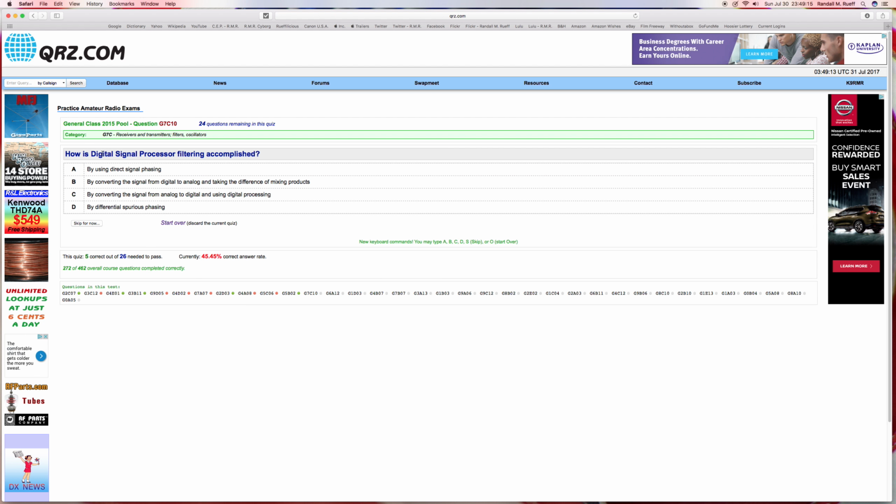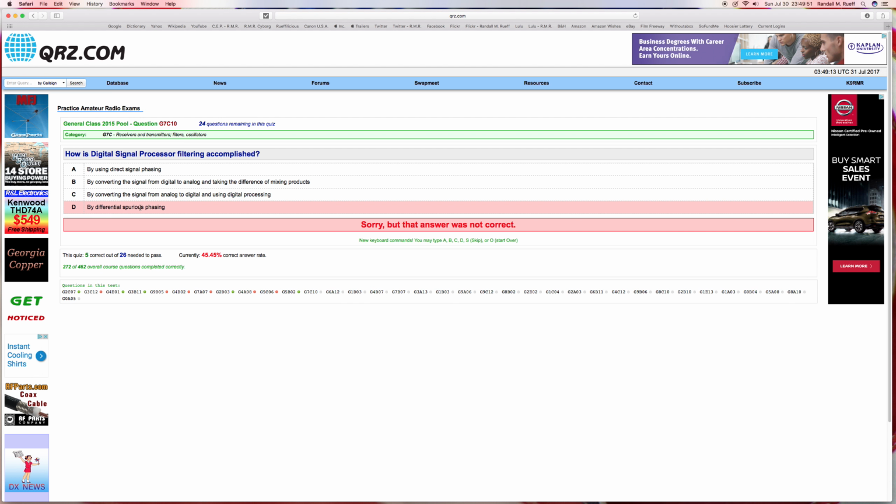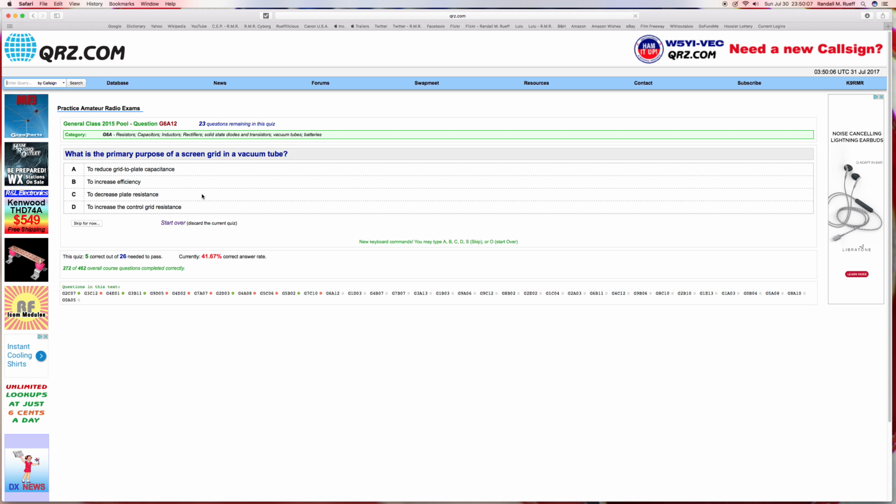Makes sense. How is digital signal processor filtering accomplished? Digital signal process. We're converting the signal from analog to digital using digital. Okay, digital processing. If I remember digital processing.